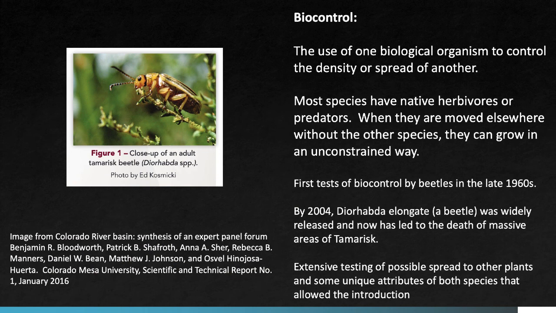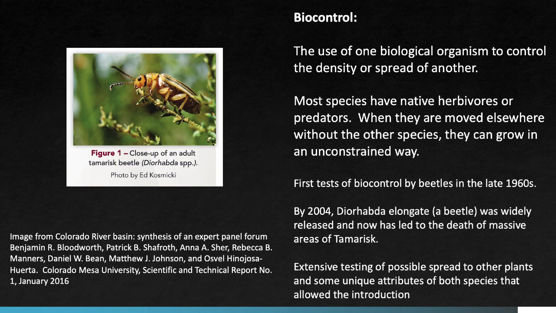This brings us to the idea of biocontrol, which is the use of one biological organism to control the density or spread of another. With invasive species, the idea of biocontrol came from a basic idea in community biology. Virtually every species on the planet has some kind of native herbivore or predator, and these relationships help keep species from growing too quickly. When a species like tamarisk is imported into a new habitat, the native herbivores that used to eat this species are often left behind, and this is one of the reasons that tamarisk has been able to grow so quickly in the United States.